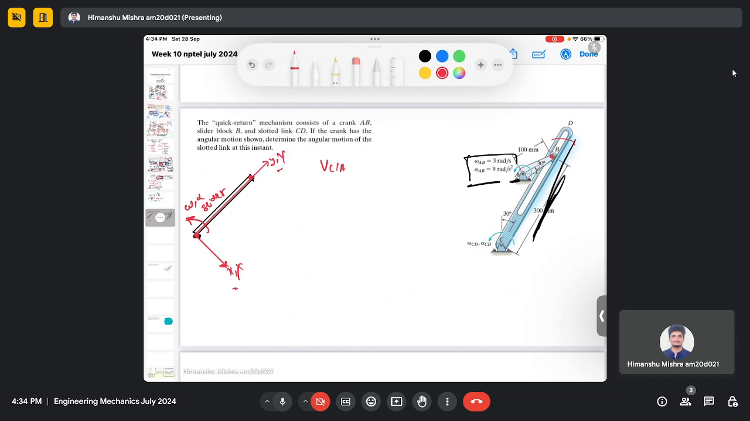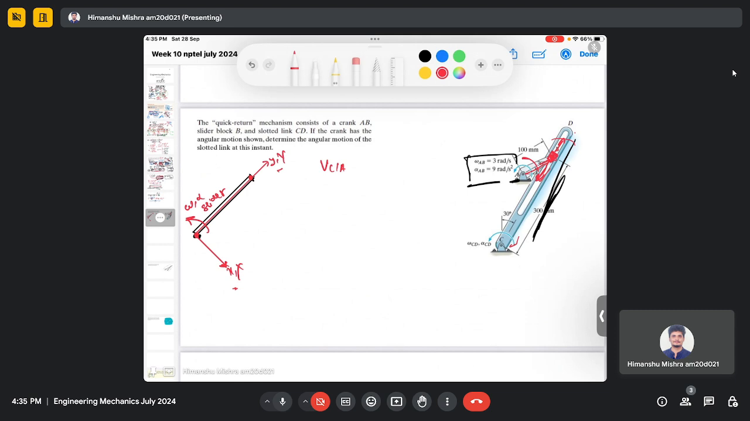No, so this point B is actually translating, and this whole bar CD will try to rotate. So there will be a rotation of CD, and at the same time, this AB is also rotating, which is creating this translation, because you can see this block is constrained. It can only move in this direction. So this point B will have a translating motion, and at the same time these two rods are rotating as well. AB is rotating, CD is rotating, whereas B has translation in the fixed direction.